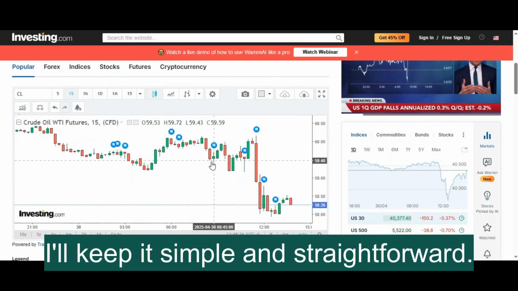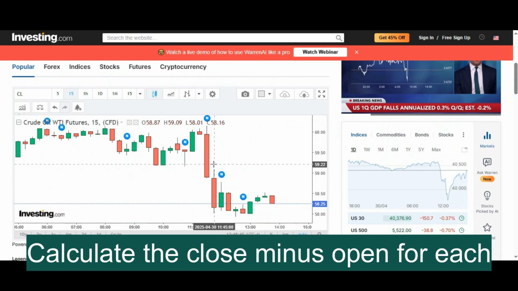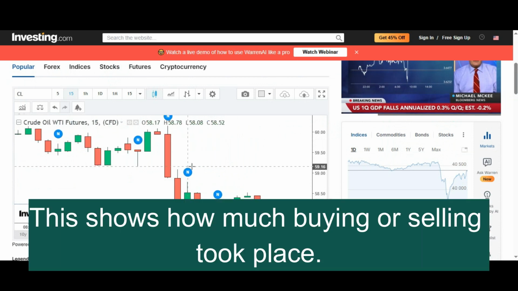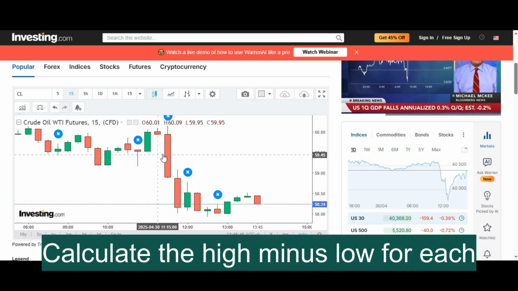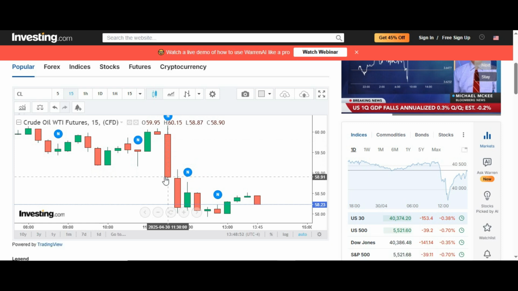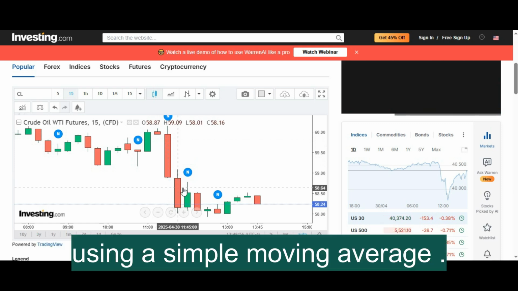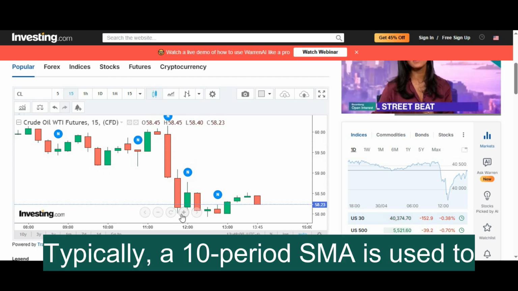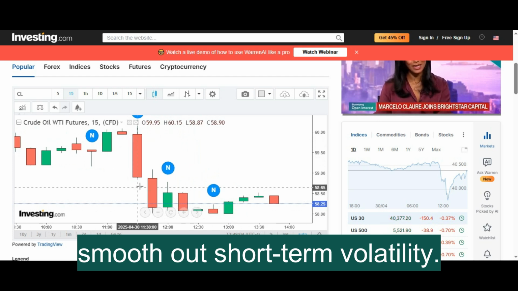Alright, let's now unpack how the RVI is actually calculated. I'll keep it simple and straightforward. Calculate the close minus open for each period. This shows how much buying or selling took place. Calculate the high minus low for each period. This gives the range of price movement. Smooth both values using a simple moving average, SMA. Typically, a 10-period SMA is used to smooth out short-term volatility.